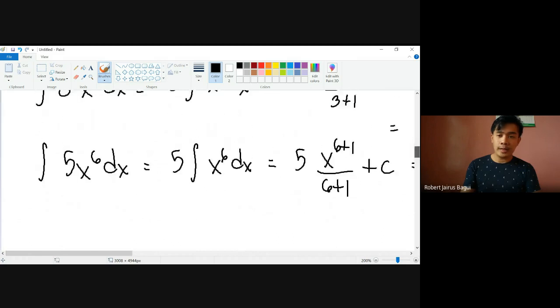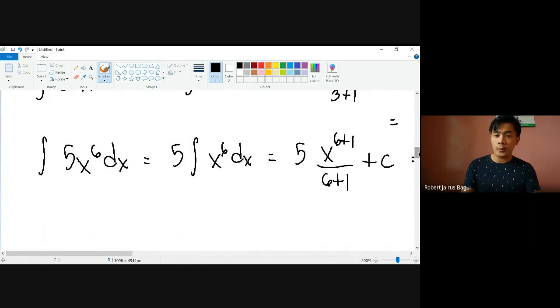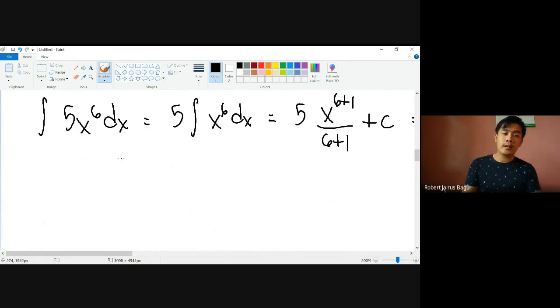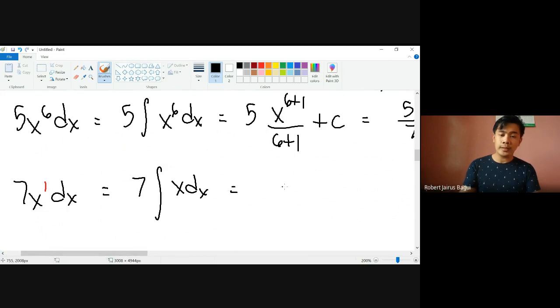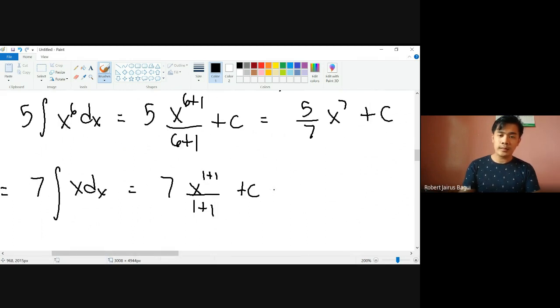So maybe for now that's enough. These are just two principles: a variable raised to a constant number, like x raised to 6, and the derivative in reverse, combined. And don't forget, let's say we are given 7x dx. When the exponent of x is not stated, it is immediately 1. So I will put 7 outside first, the integral of x dx, again with an exponent of 1. So 7 multiplied by x raised to 1 plus 1 all over 1 plus 1, plus c. And that would be 7 halves, 7 over 2 x squared plus c.